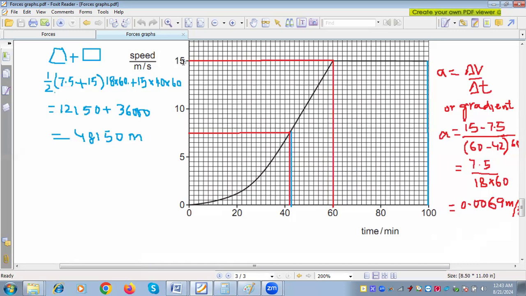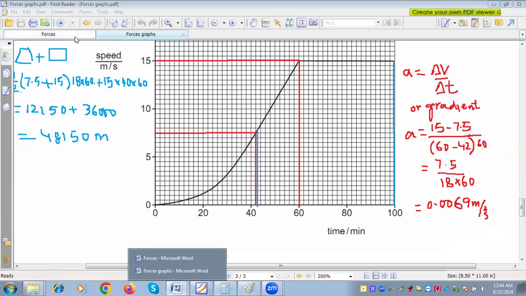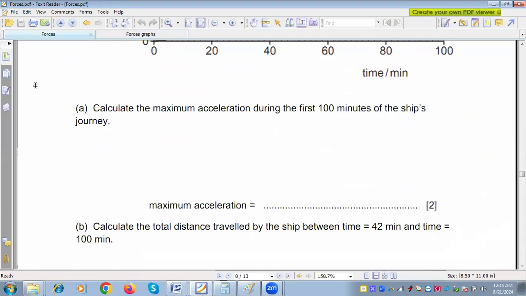The acceleration is the change in velocity, 15 minus 7.5. And what is the time when the speed is 15 meters per second? That is 60 and 42. The time is converted into seconds by multiplying by 60. So 60 minus 42 is 18, 18 into 60. This is coming to 0.0069 meters per second squared. So this is the time, and this is the acceleration, 0.0069.